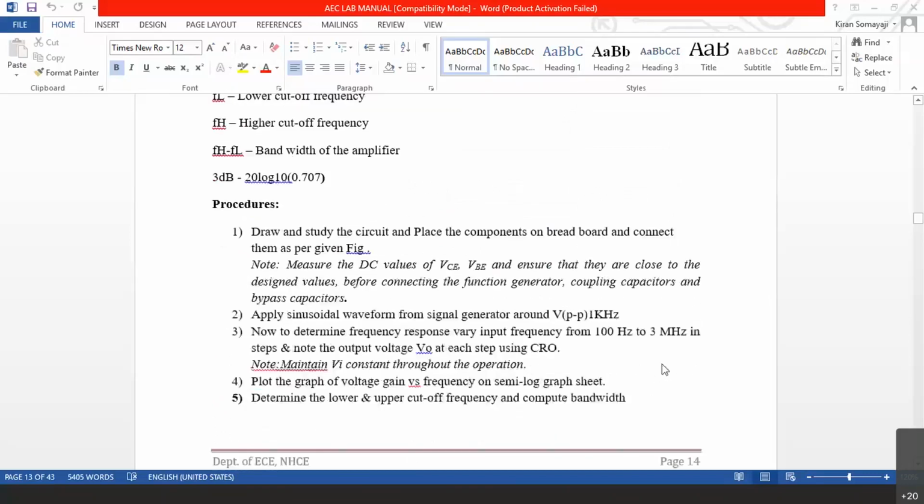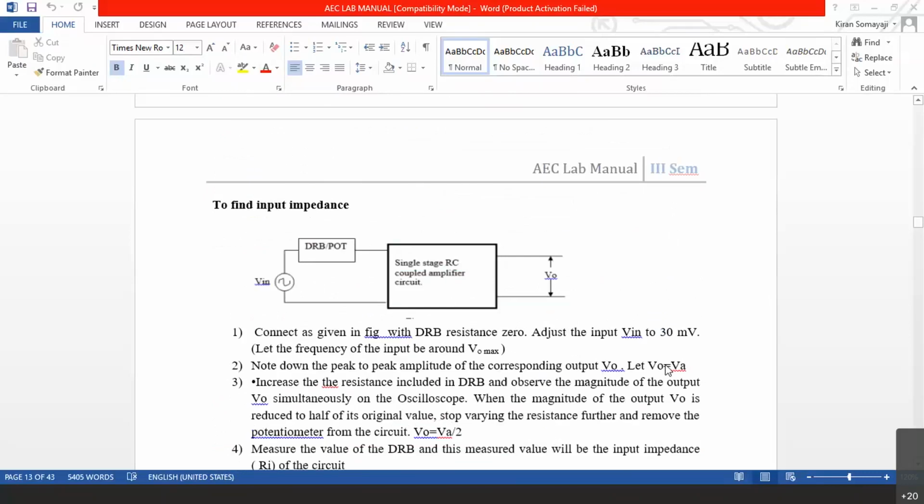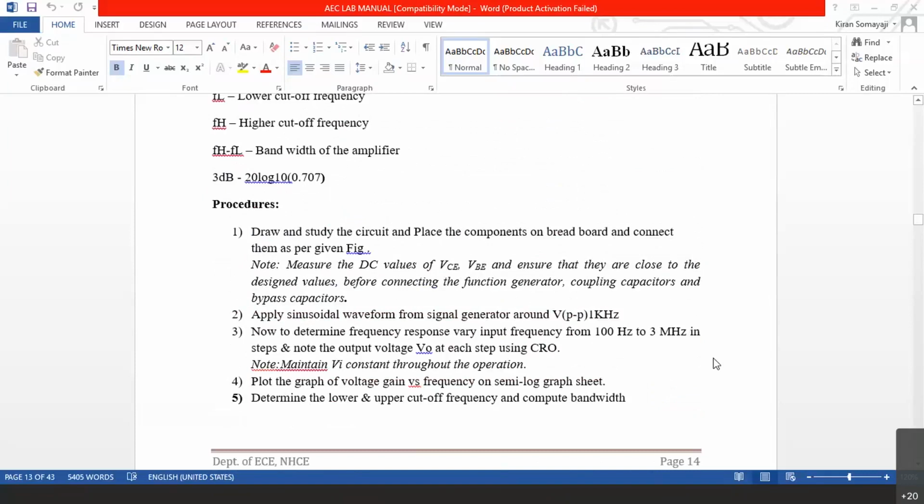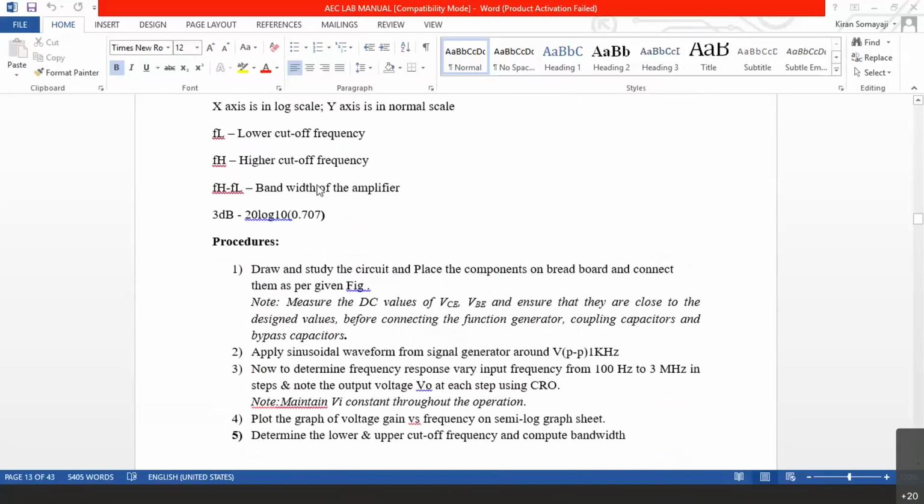The second part is measurement of input impedance and output impedance, that I'll discuss in the next class, because it's already 3 o'clock now. Now Prithviraj sir is going to give you a video link, and you can watch that video link, and I will conclude my class now.